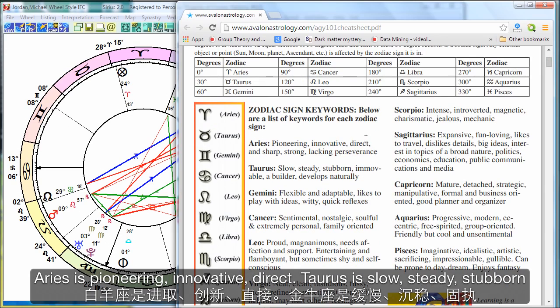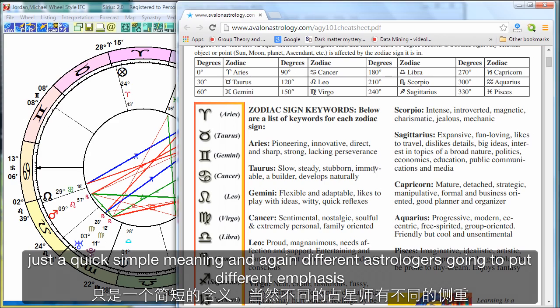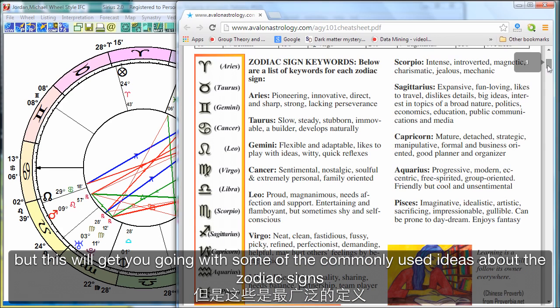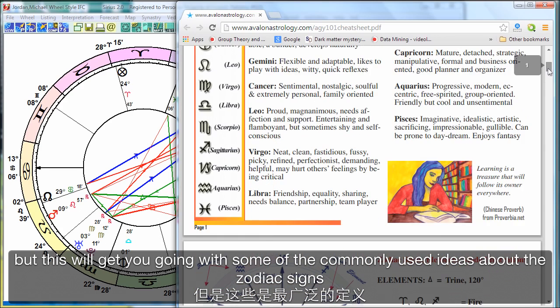And they're the basic meanings. Aries is pioneering, innovative, direct. Taurus is slow, steady, stubborn. Just a quick, simple meaning. And again, different astrologers are going to put different emphasis. But this will get you going with some of the commonly used ideas about the zodiac signs.